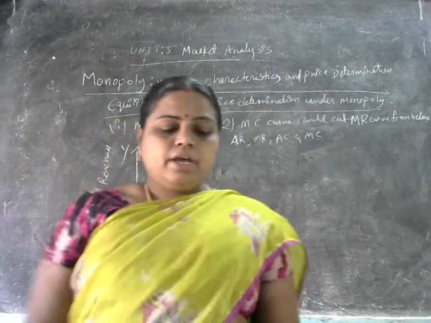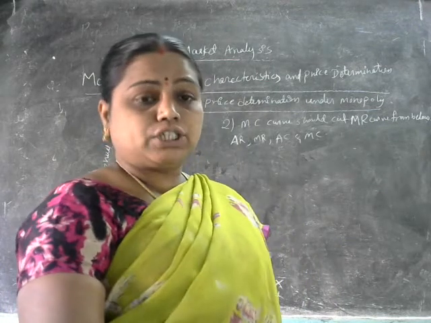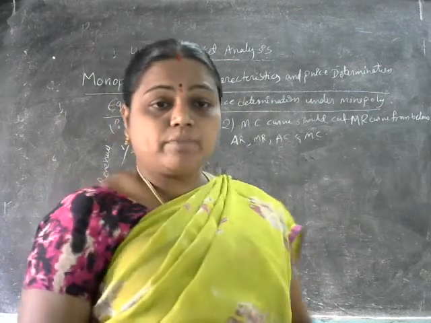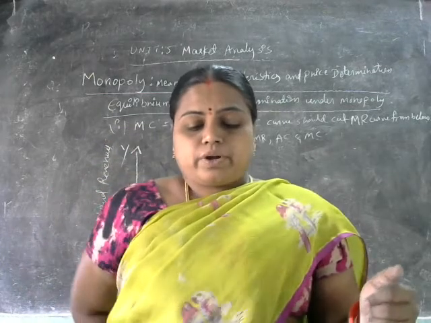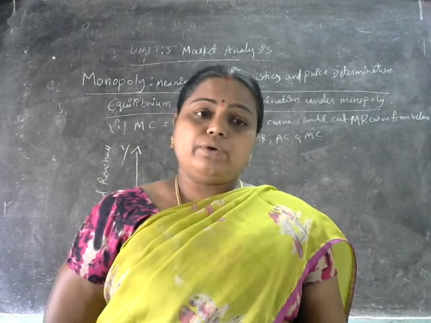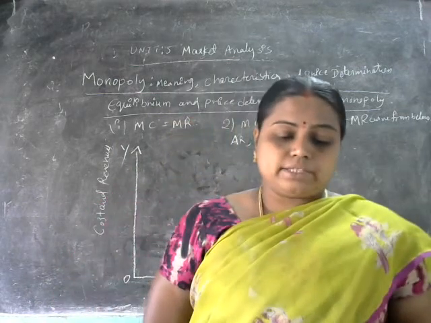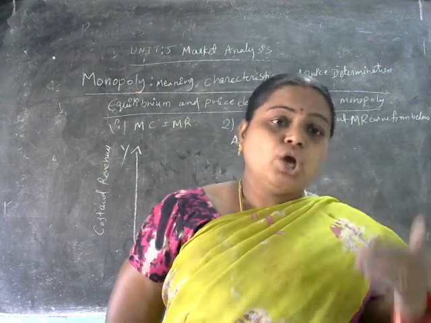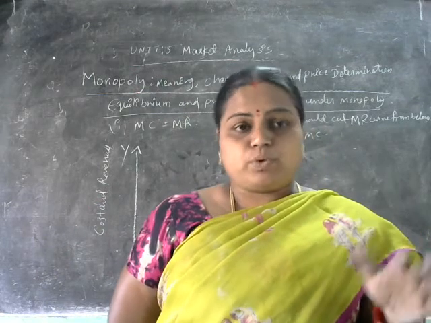So based on that, the monopolist will go on producing additional units of output as long as marginal revenue exceeds marginal cost.